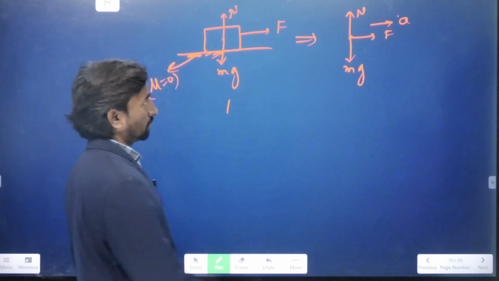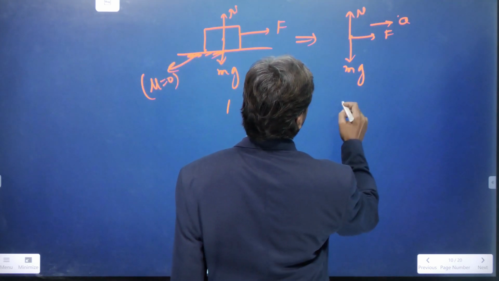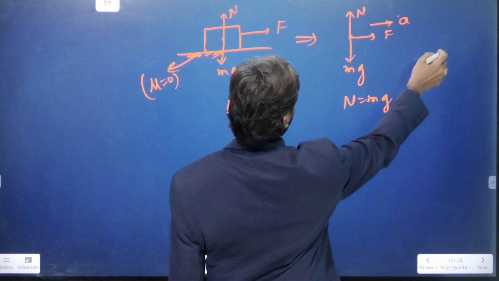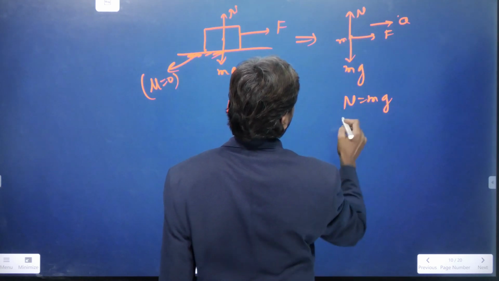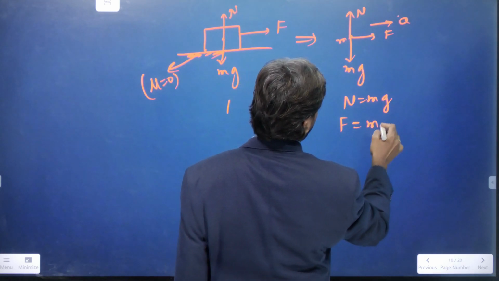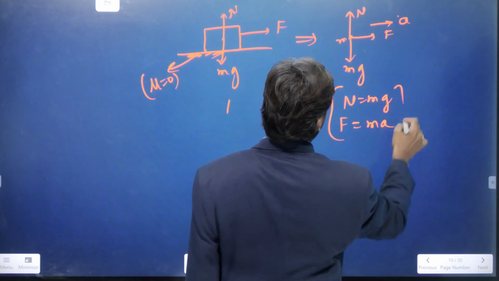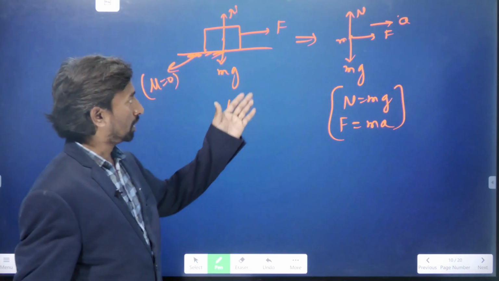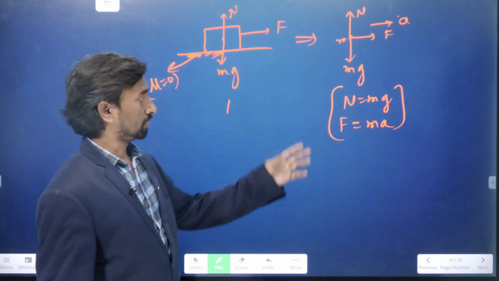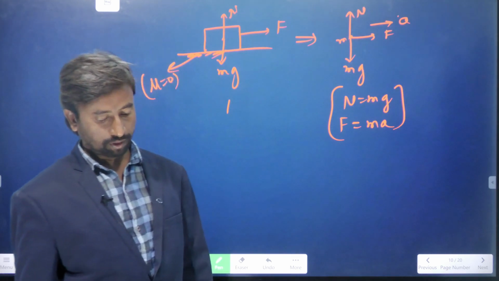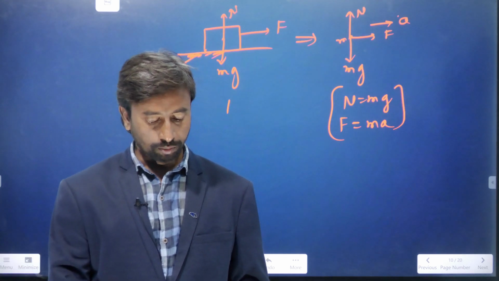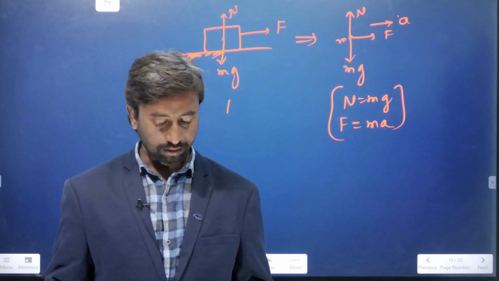So what equations can we write here? We can write N equals mg, and the force F equals mass into acceleration, that is F equals ma. These are the two equations we will get, because the whole mass of the body is moving along the x direction. That is the free body diagram. In the numericals, we are going to see the different cases of bodies.